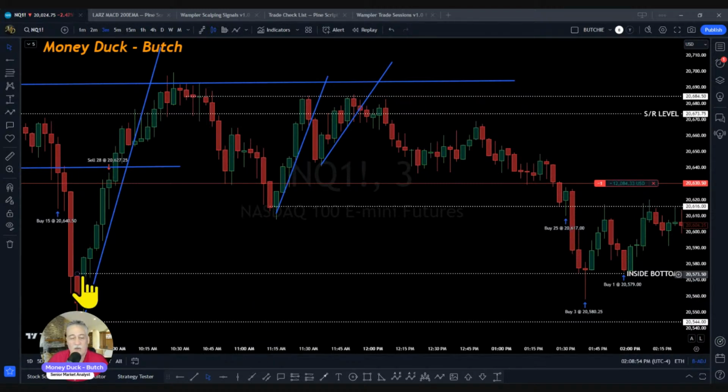But why do I recommend marking those? Well, look, if you marked an inside top here, bam, bam, it hit twice. You marked the inside bottom here. What happened over here? It hit twice. Okay, why did I pull profit where I did over here? It was at the inside bottom. That's why.